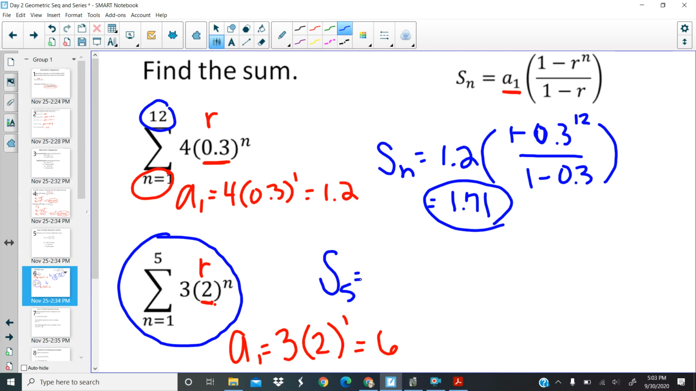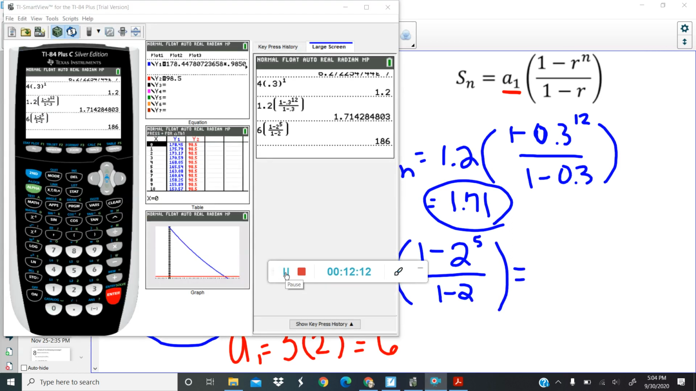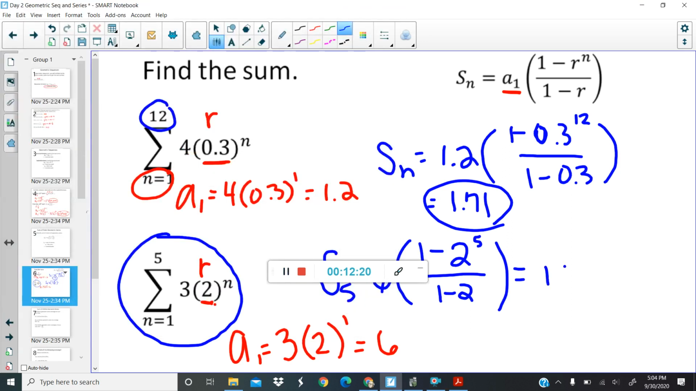equals the first term, which is 6, times 1 minus my ratio of 2 to the nth power, and we're finding the first 5 terms, so to the 5th power, divided by 1 minus 2. And then you would type all of that in and use that to find your answer. And so when you get all of that typed in, it comes out to be 186 as the sum of the first 5 terms. And so that is going to be your answer for that one.